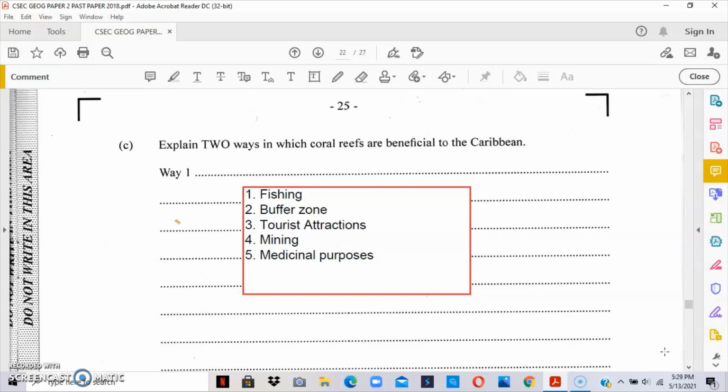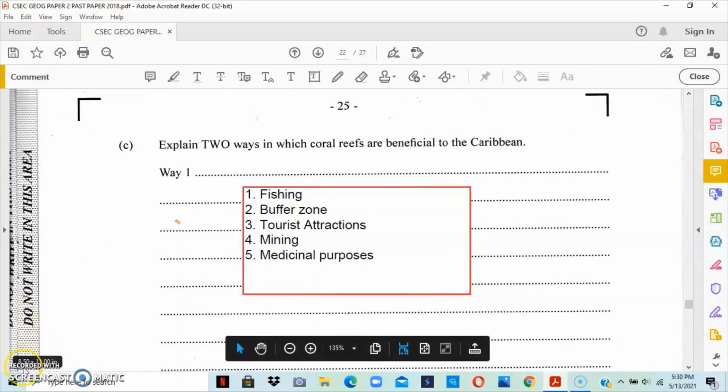Corals are also used for medicinal purposes. Some algae and sponges found in the reef can be used in the pharmaceutical industry. Corals are important in bone grafts, and the chemicals released by the polyps help to treat certain viruses. Corals have very good medicinal uses.